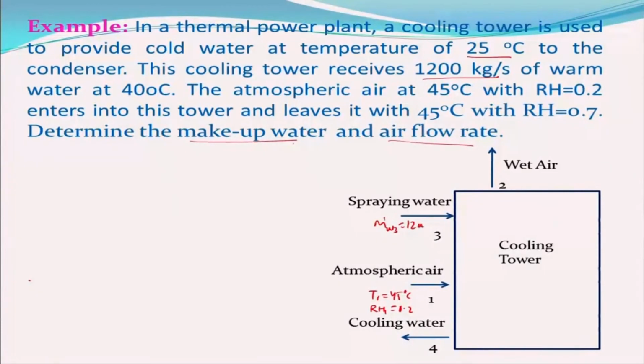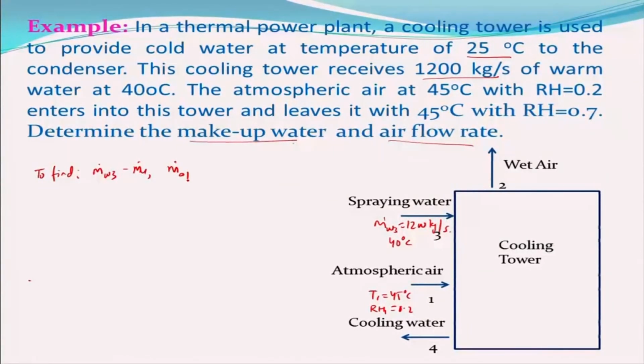MW3 is 1200 kg per second, and this is at 40 degrees Celsius, and we need to find out MW3, this is the station 3, minus MW4, and I will have to find out the mass of air, how much air is entering.